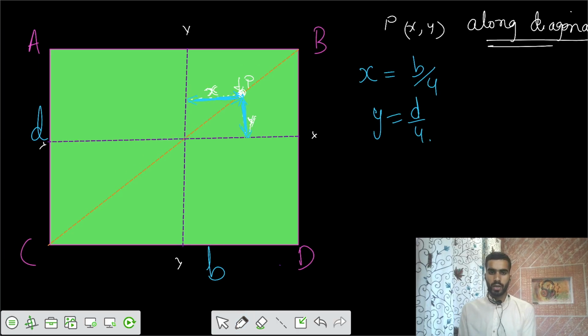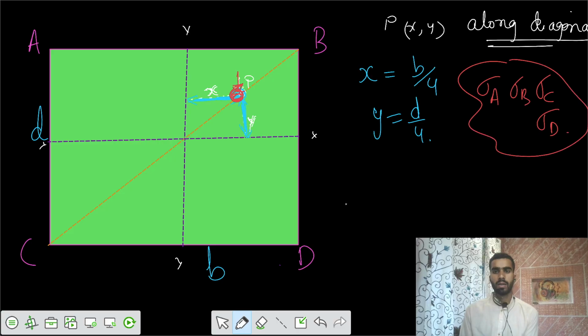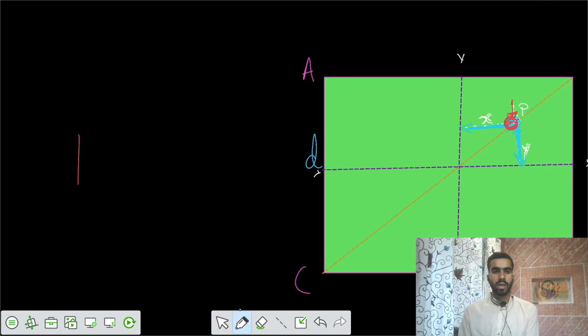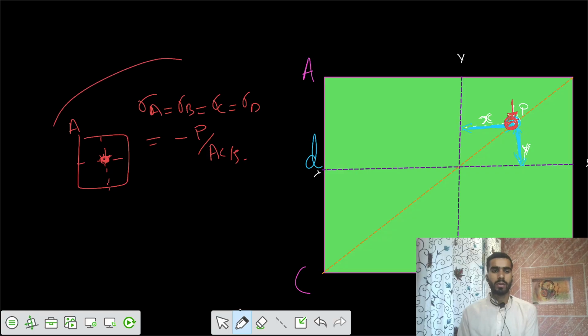So if the load is at this point, you need to say what are the stresses developed at the different corners. You need to calculate stresses at A, B, C, and D. That is the net final values. If there was only direct axial stress on the centroid of the cross section, the stresses at A, B, C, and D would be minus P by the area of cross section. So that was the first part.